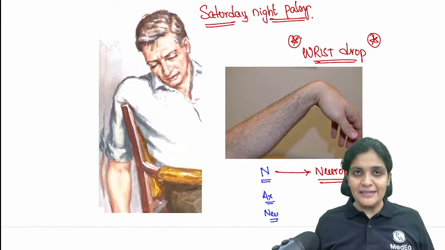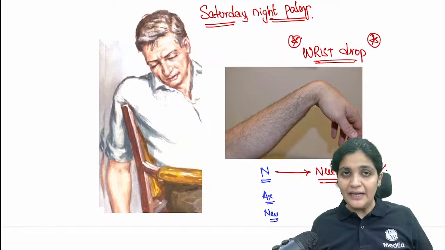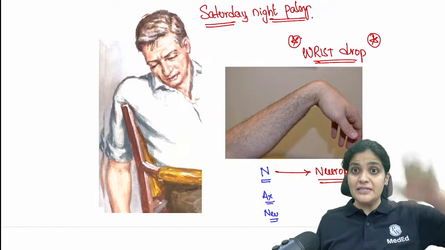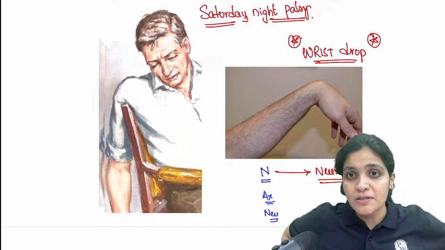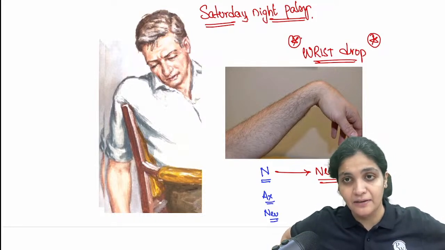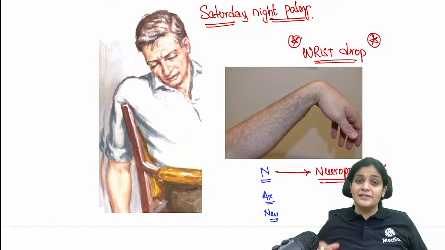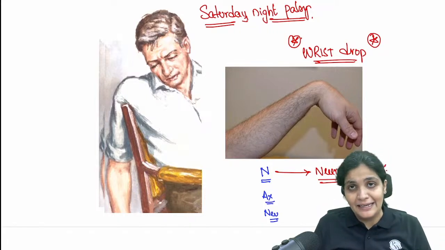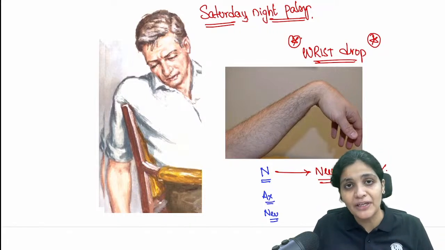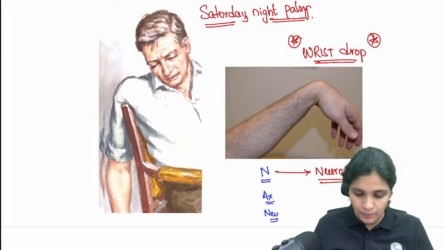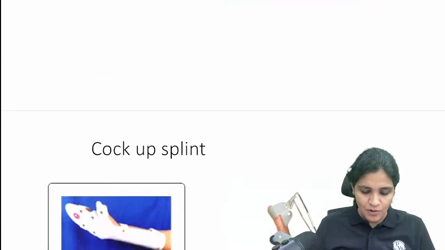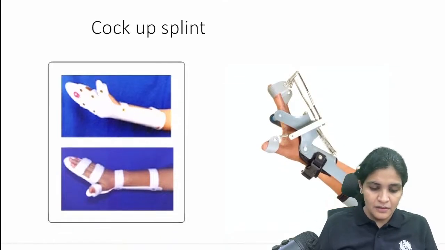So this is a classical example of Saturday night palsy where the patient will come the next day with sudden wrist drop. And now he will not understand why he's having wrist drop because he knows there was no trauma which has occurred. But the thing is, there is a pressure, compression in the axillary region which has resulted in damage to the radial nerve. And now this has resulted in the wrist drop, right? Yes. And what is the treatment for this? Splinting.